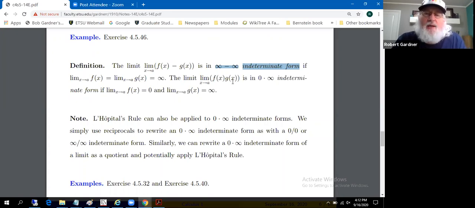If we've got a product and one of these has a limit of 0 and the other has a limit of infinity, it's called a 0 times infinity indeterminate form. And we saw an example of that in this previous exercise. What really is 0 times infinity? Well, you don't do that. We went through this. 0 times infinity is a type of indeterminate form of a limit.